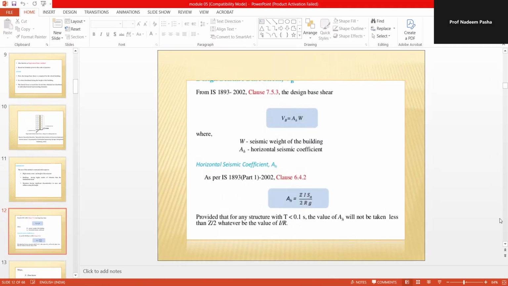If you see here from IS 1893-2002 clause 7.5.3, the design base shear VB is equal to AH into W, where W is the seismic weight of the building and AH is the horizontal seismic coefficient. The horizontal seismic coefficient AH can be calculated using IS 1893 Part 1 2002, which states that AH is equal to Z into I into Sa by 2g into R, provided that for any structure with T less than 0.1, the value of AH will not be taken less than Z by 2, whatever will be the value of I by R.